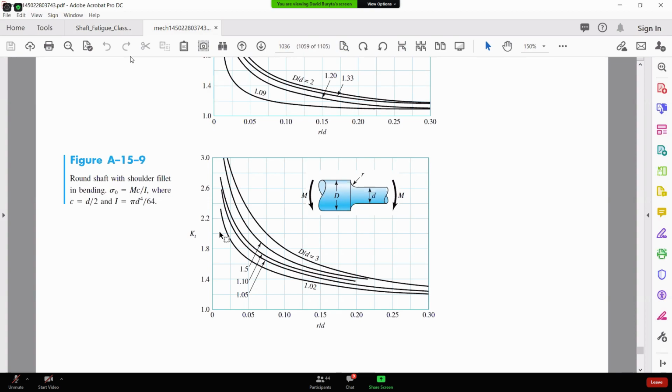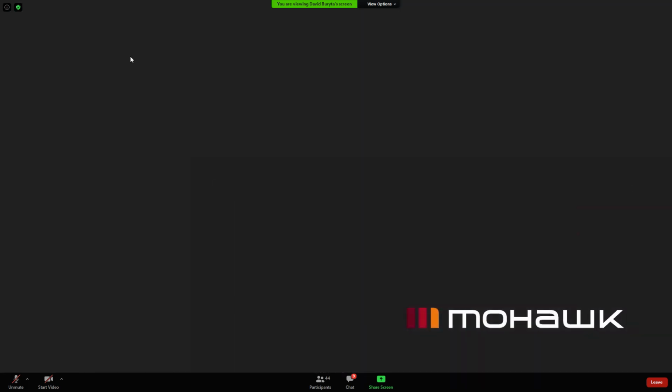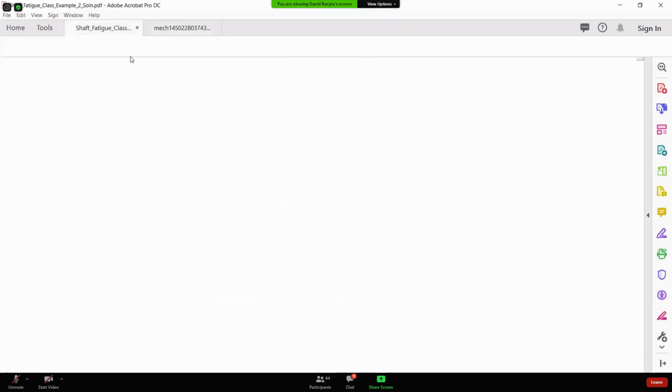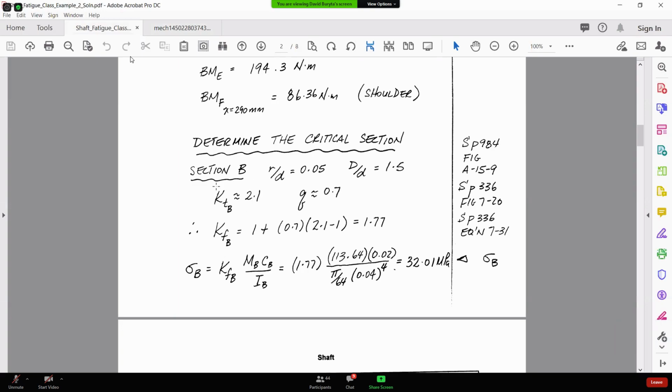So make sure you understand that. When I came up here, I said that if this line here is 2, I'm not quite at 2.1, right? So that's how I came up with the value for my Kt. Everyone might get a slightly different value. I just said 2.1. You could say 2.05 or 2.15. Does everyone understand where I got this Kt at B from?